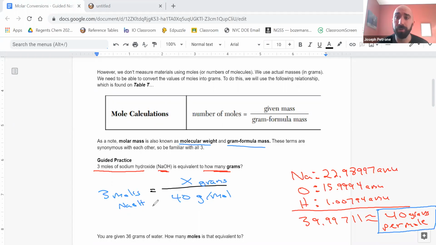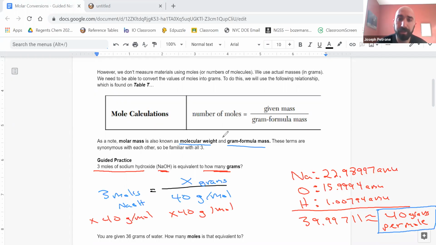Now here, you're just going to use your algebra skills. We know that if we're solving for X up here, we need to isolate it. So to do that, we're going to do the opposite operation that is present. So the current operation here is division. We know that because it's set up like a fraction. So to take care of that, we're going to multiply both sides by 40 times 40 grams per mole.